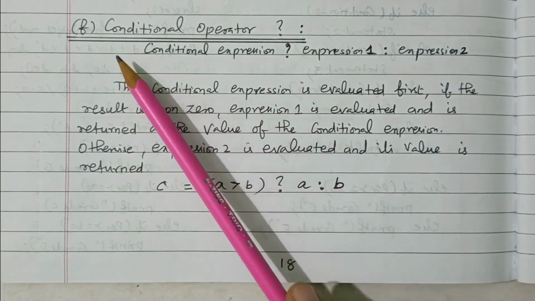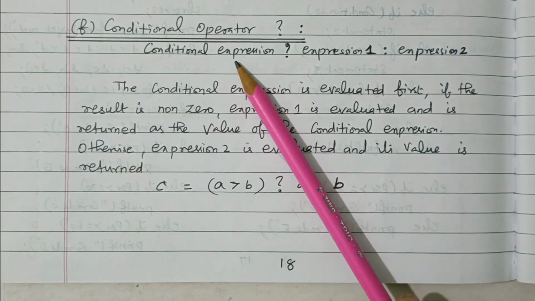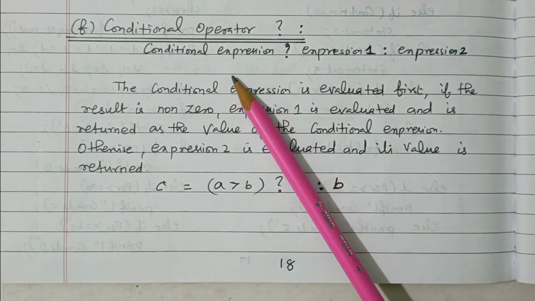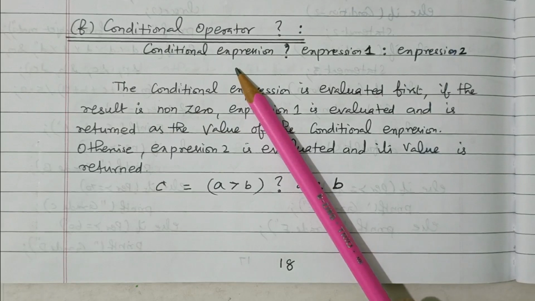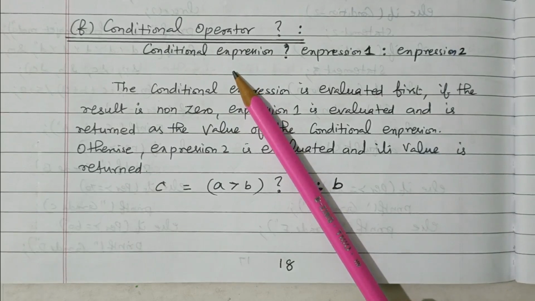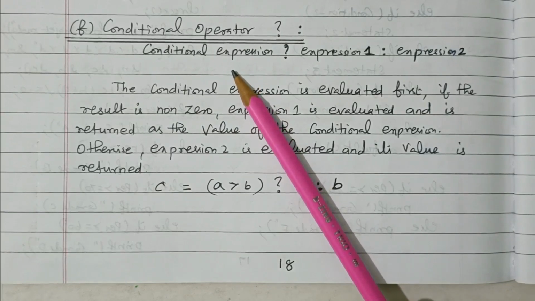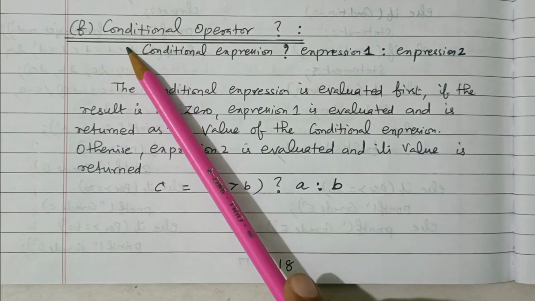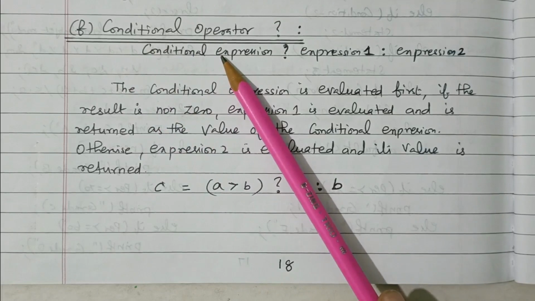Now we'll go to the topic, conditional operator. One of the conditional statements available in the C program. The if statement is one of the conditional statements. The switch statement is another conditional statement. Among those, the conditional operator is also one of the conditional statements. It is very similar to if else.